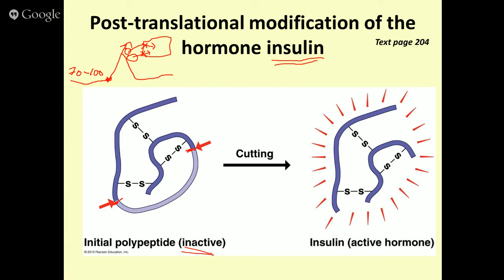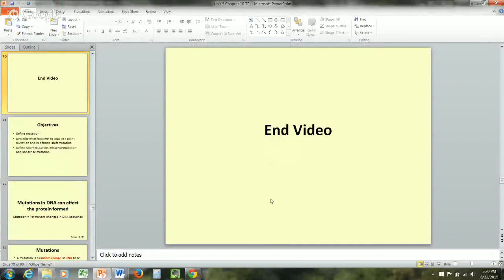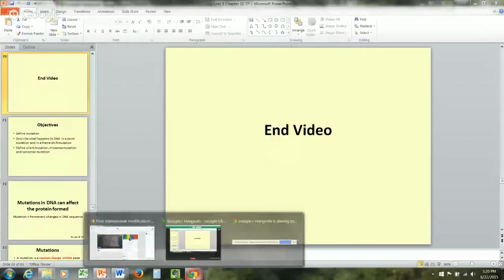So your insulin is floating around in your bloodstream and it's inactive, and then it becomes activated at the appropriate time by getting cleaved, or chopped like this. So this would be an example of a protein being modified after translation. Chopping a bit off, adding a sugar, phosphorylating. These are all ways that you could activate your protein after you made it. So that's the end of our video about post-translational modifications of proteins.